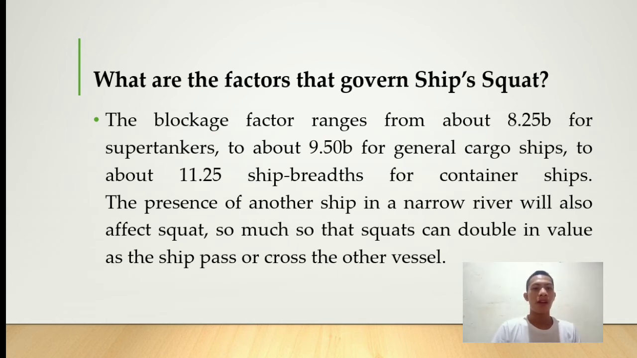Now, we are talking about the factors that govern ship squat. The blockage factor ranges from about 8.25 B for a supertanker, to about 9.50 B for a general cargo ship, to about 11.25 B for container ships. The presence of another ship in a narrow river will also affect squat, so much so that squat can double in value as the ship passes or crosses the other vessel.